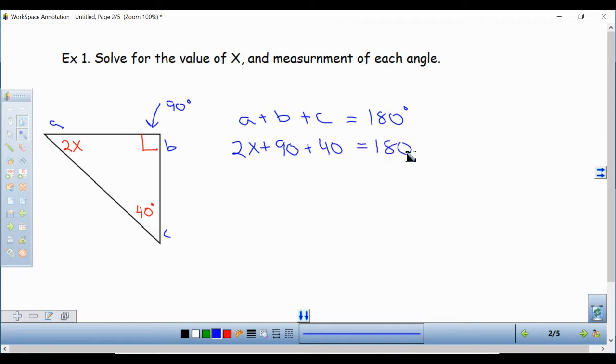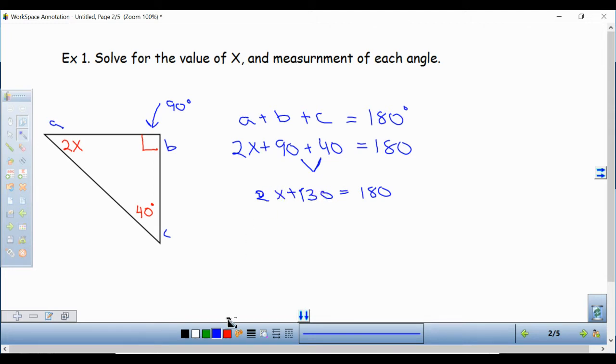Now I have an equation. To make it look a little more friendly, I'm going to combine like terms. I've got a 2x here. I can't combine an x with integers, but I can combine a 90 and a 40. When I combine them, I get 130. So bring everything else down: 2x plus 130 equals 180. Now I've got myself a two-step equation, which you guys have been solving since before Thanksgiving break.